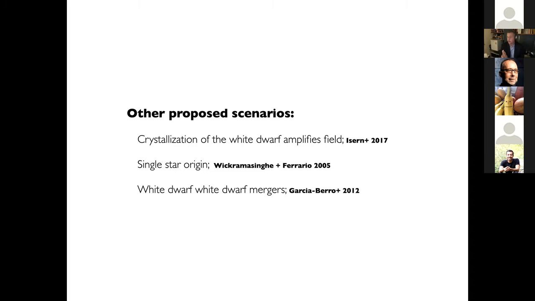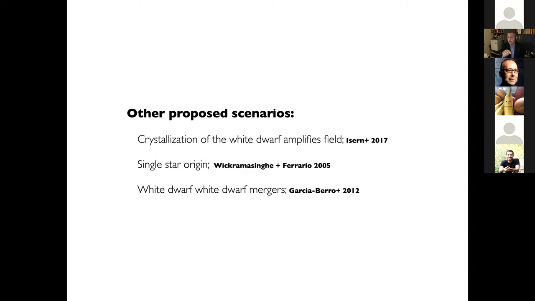There are a couple other proposed scenarios for how you create a highly magnetized white dwarf. I just want to mention these three, and then discuss reasons why I think the first two certainly don't work. The first one is crystallization of the white dwarf as it cools. You can get convection in the interior of the white dwarf, and then you might be able to generate some strong field down in the center of the white dwarf as it cools. If this were the case, though, you'd see these things in the M dwarf white dwarf sample, and we don't see a single one there. So I don't think it can be crystallization of the white dwarf.